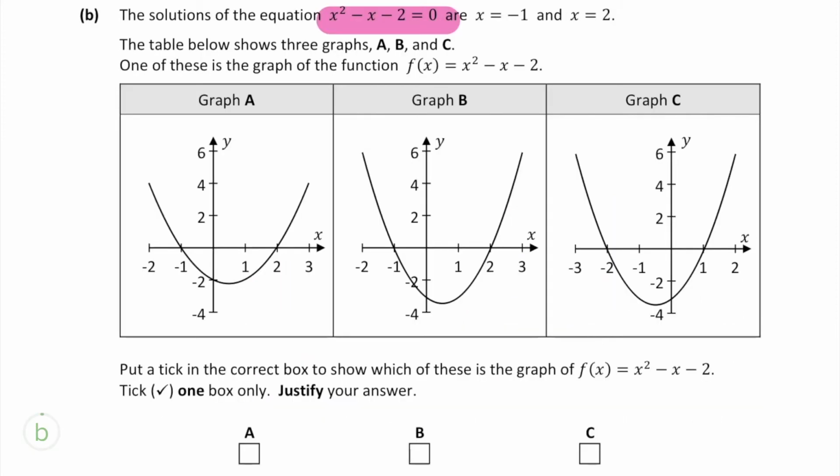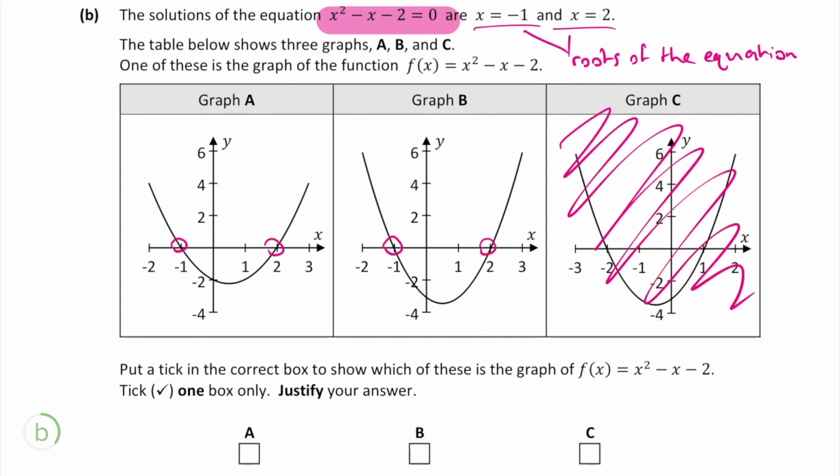In part B we're given another quadratic equation and 3 graphs a, b and c, and we have to work out which graph correctly depicts the quadratic equation we're given. We're also given 2 solutions for this equation in the question, which can help us match the graph to the function. Another word for these 2 solutions are roots of the equation. This is where the graph cuts the x-axis. So we know that the graph cuts the x-axis at x equals minus 1 and x equals 2.